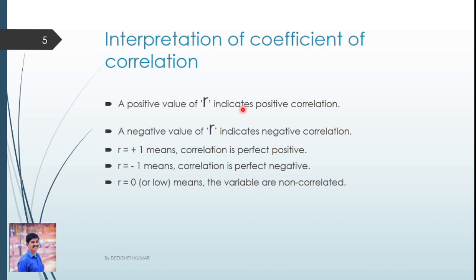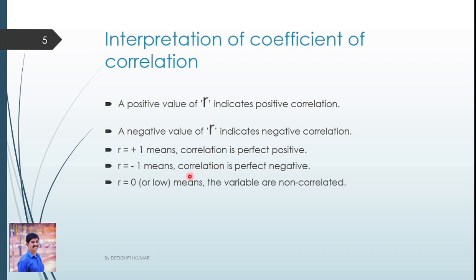What does a positive R value mean? Both variables are related to each other. Both variables move in the same way, for example if one variable increases, the other variable also increases. If R is negative, if one variable increases and the other variable decreases, that shows negative correlation. If R is equal to plus 1, both the variables are increasing or decreasing together, and the ratio of the increase or decrease is the same, then it is called perfect positive.